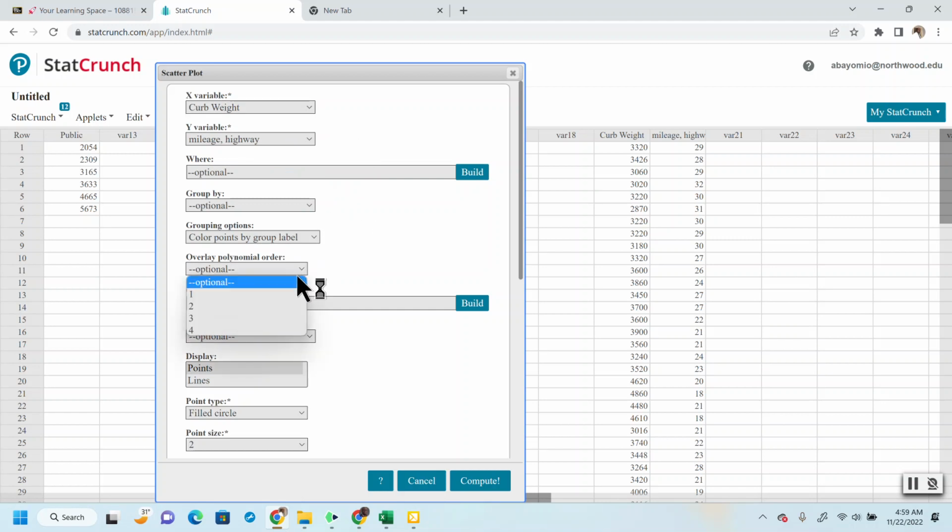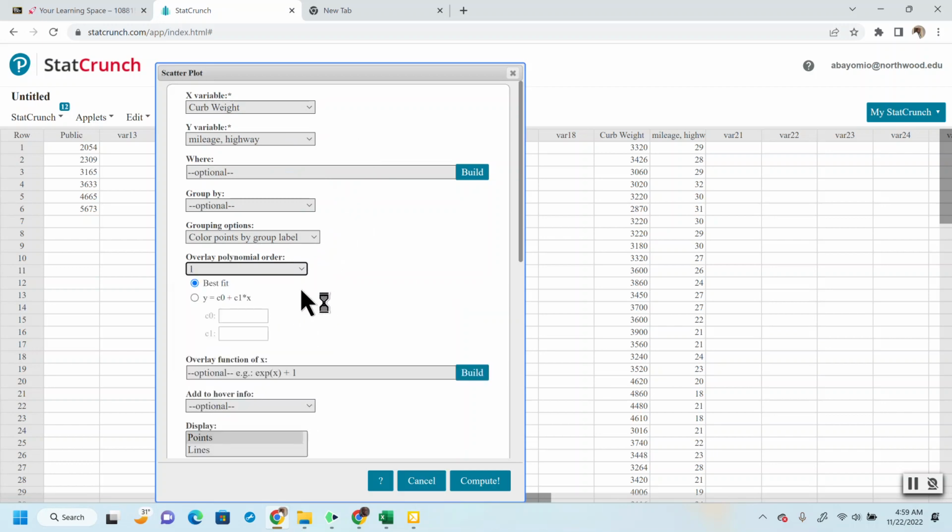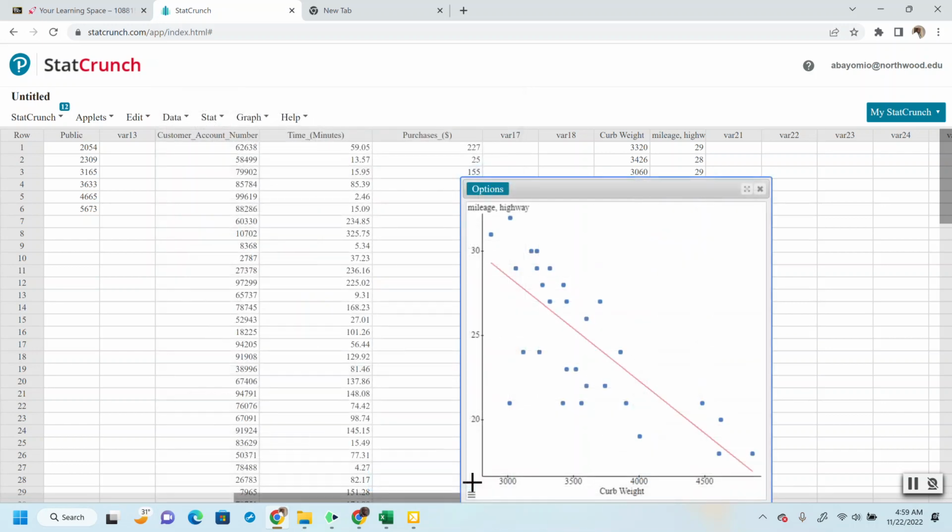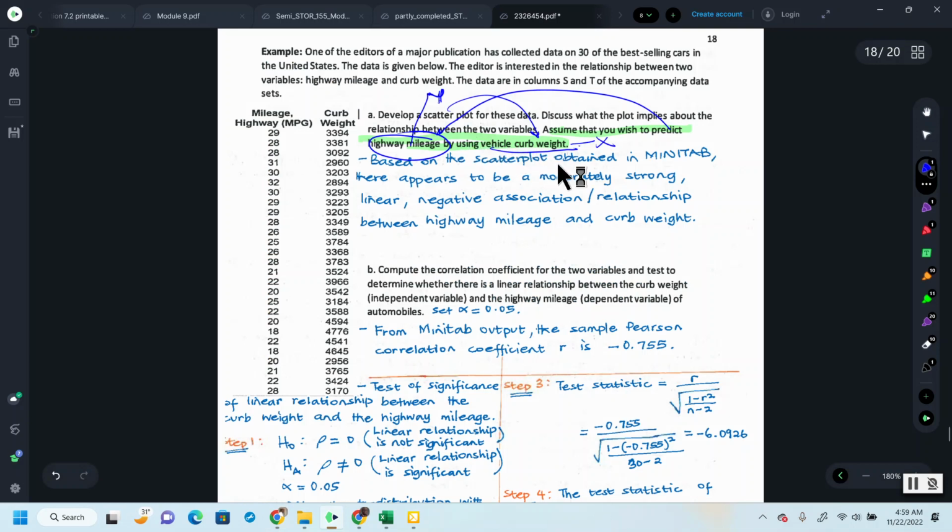And then what would I like to do? I would like to overlay the scatter plot with a graph of a linear model. So compute this. Good. So we see that here, if I move my cursor, I can see the linear regression model, and I can see all the points scattered around the linear model. So based on this, let's do a quick discussion of the overall trend that we see in the scatter plot. Based on the scatter plot obtained in StatCrunch, there appears to be a moderately strong linear negative association or relationship between highway mileage and curb weight.